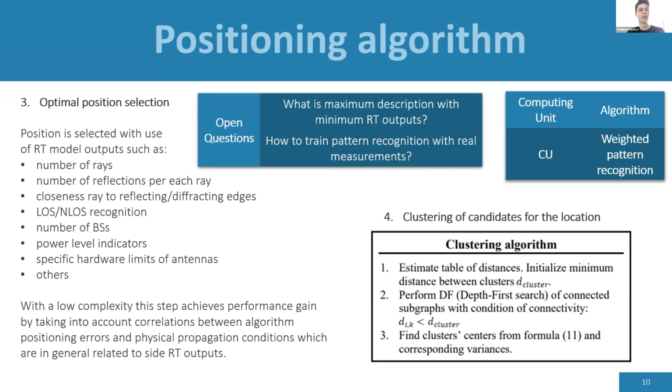After we have done optimal position selection, we should also perform some clustering algorithm to reject positions from interference directions from the MUSIC algorithm. It's done by a very simple algorithm. We first estimate a table of distances, then perform depth first search and find clusters, find centers of clusters, and perform their tracking in the next steps.